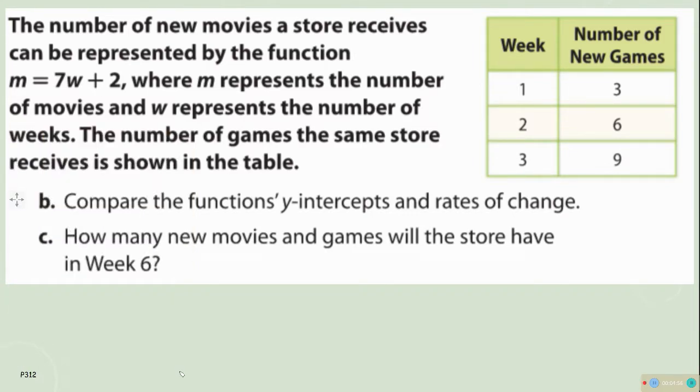Okay, so let's do another practice problem. The number of new movies a store receives can be represented by the function m equals 7w plus 2, where m represents the number of movies and w represents the number of weeks. The number of games at the same store is shown in the table. Okay, we're going to compare the y-intercepts and the rates of change. So we'll start here with the movies. The movies receive 7w, which means 7 per week. And this says they started with 2.